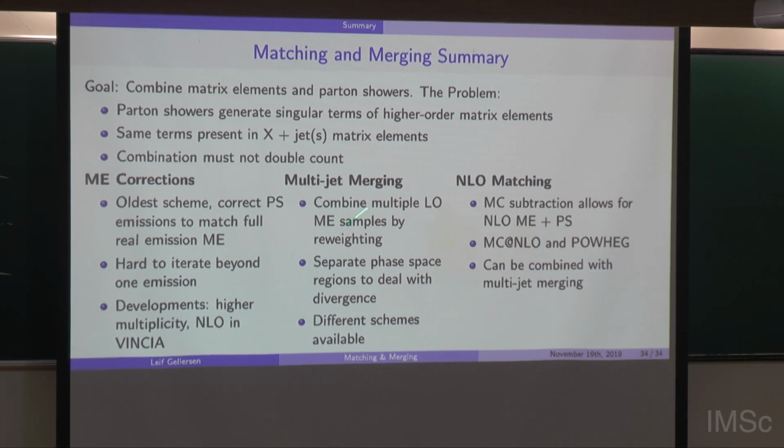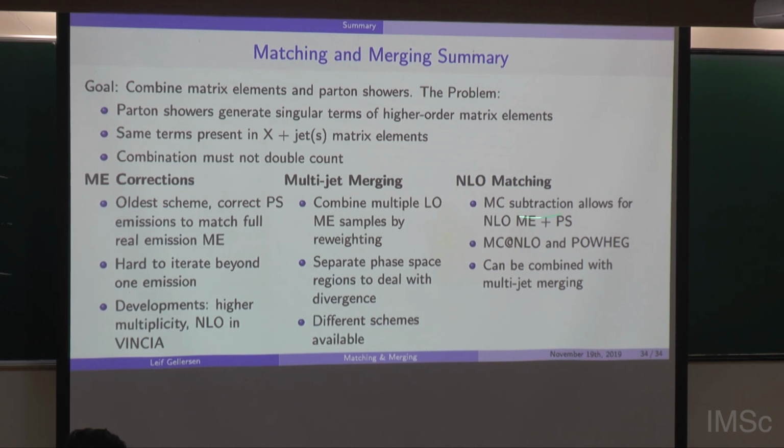Then we got multijet merging, where you combine multiple leading order matrix element samples by reweighting to make them exclusive. You need to have some merging scale cut in this method to separate phase space regions and deal with divergence. And there's different schemes available. So I discussed CKKW, CKKW-L, MLM, UMEPS, basically.